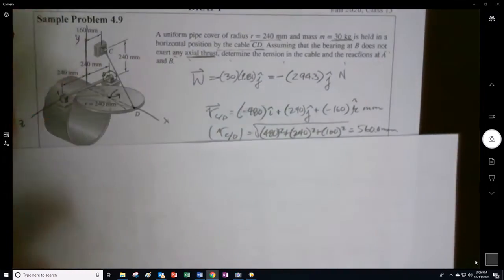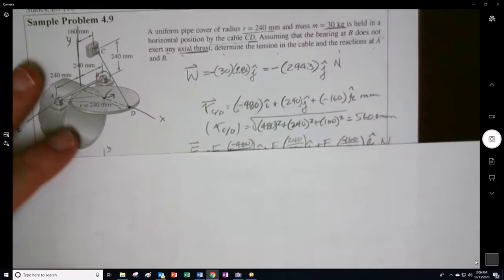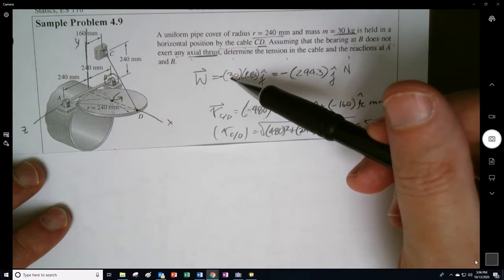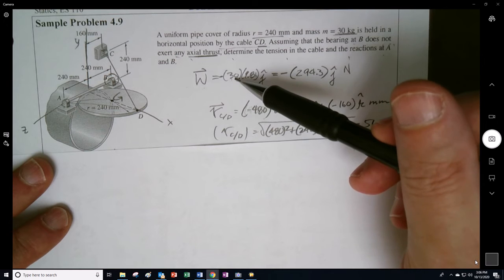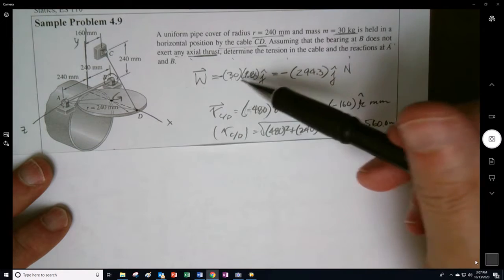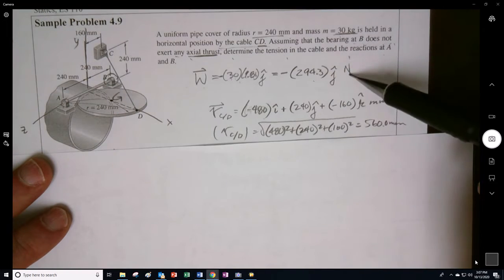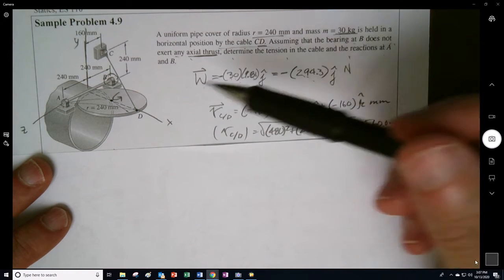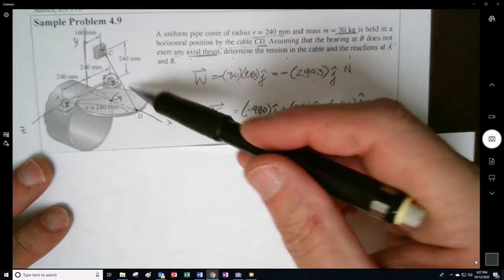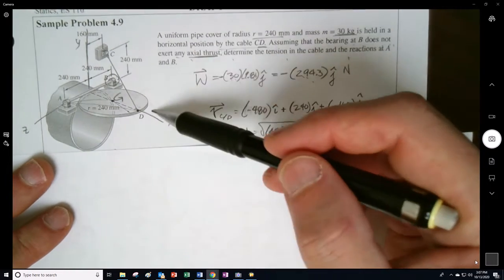and one of the first things I did was to define what the weight is. The weight is 30 kilograms times gravity, so I got what the newtons were, and it's in the J direction. Then I want to get some position vectors. I want to get the position vector for the cable, and I need C with respect to D.